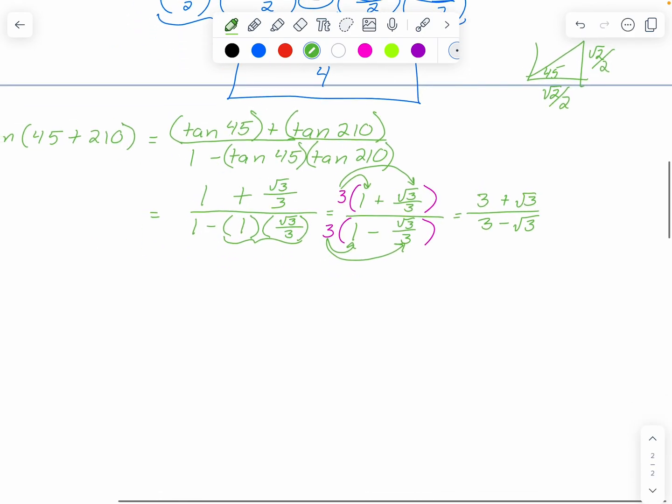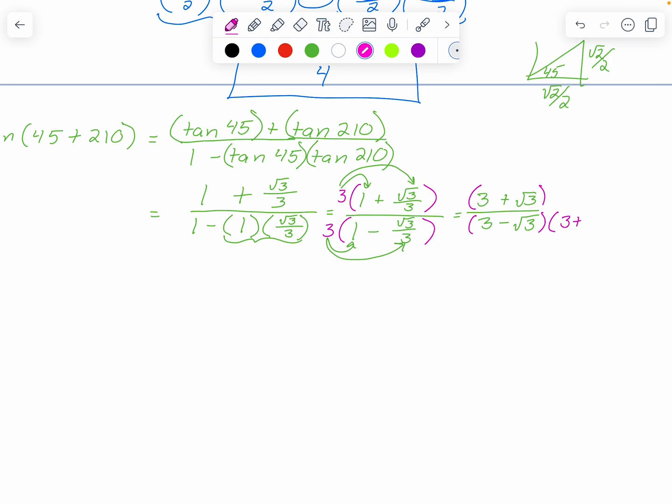Now, do not be tempted to try to simplify at this point. You cannot cancel 3's. You cannot cancel square root of 3's, because this is a sum and a difference. You cannot cancel single terms. What we have to do is multiply by the conjugate to get rid of that radical in the bottom. So we're going to take the denominator and multiply by the conjugate. So we know that it's going to remain 3 and square root of 3. But because the bottom is minus, that means our conjugate needs to be plus. So we're going to multiply by 3 plus the square root of 3 on top and bottom.